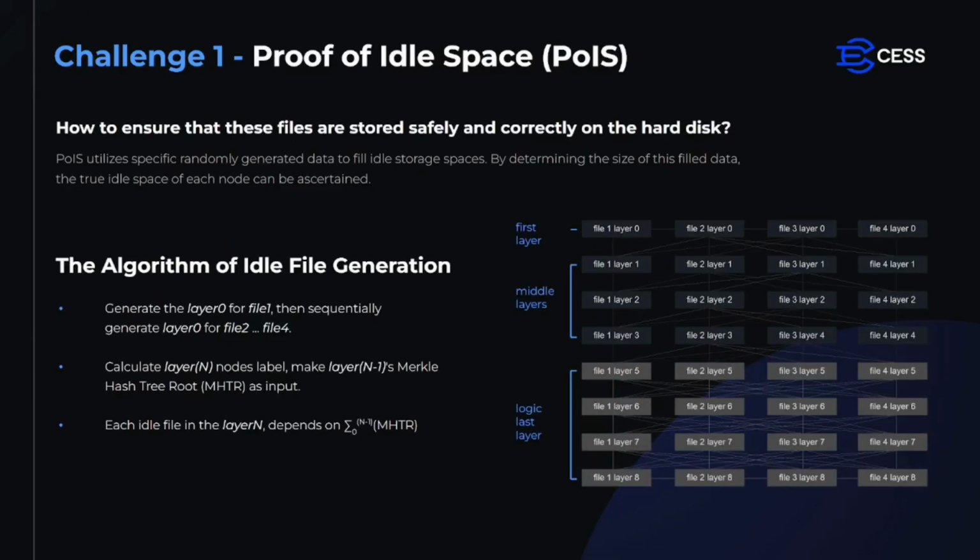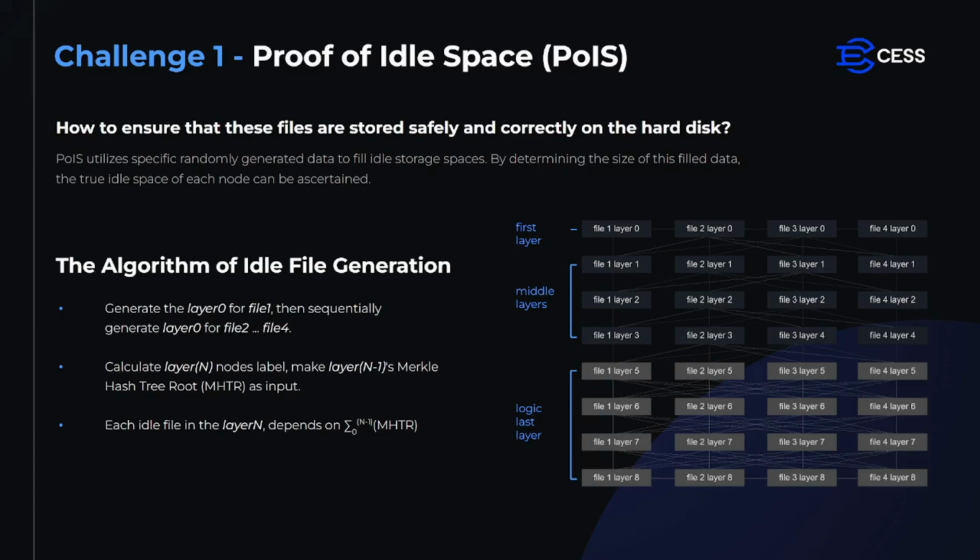To address the challenge of ensuring that idle storage space is properly managed and accurately reported, CESS employs the proof of idle space mechanism. While PODR² is focused on verifying the integrity of user data, POIS specifically deals with the verification of idle storage spaces. So how does POIS ensure that idle storage space is correctly allocated and maintained? POIS tackles this by utilizing specific randomly generated data to fill these idle data storage spaces. This approach enables the accurate determination of the true idle space available on each storage node.